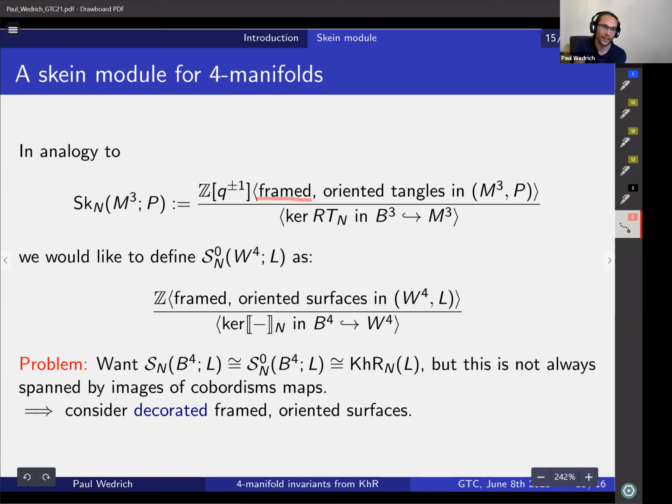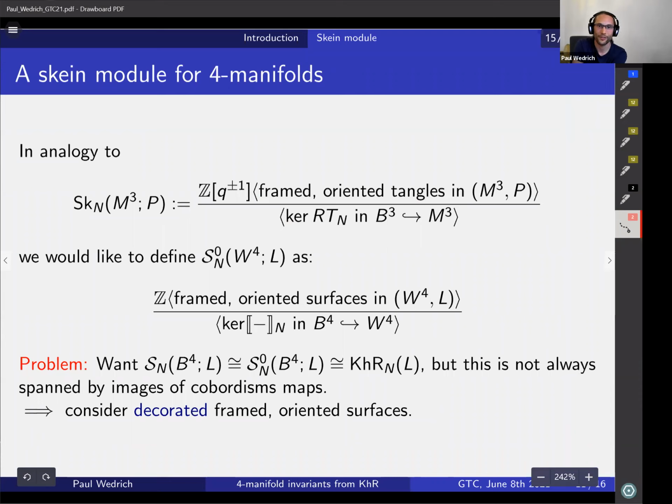You take the top-dimensional topological thing that your invariant sees and send it to a vector space, and then you mod out by local relations in the kernel of this evaluation. The problem is, it doesn't quite do what we want. So if we want the invariant of the 4-ball.